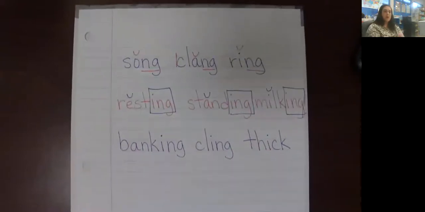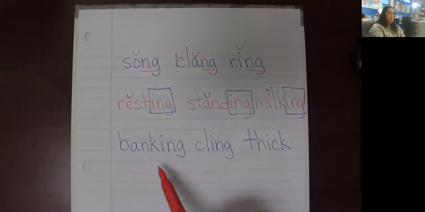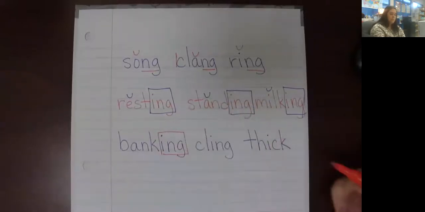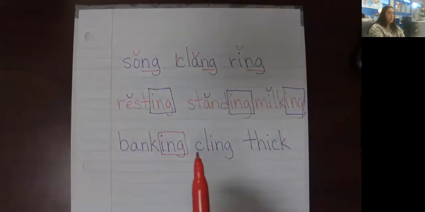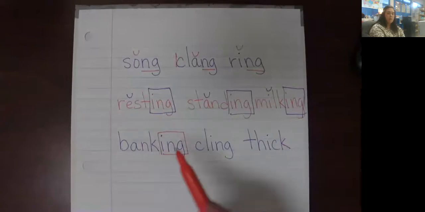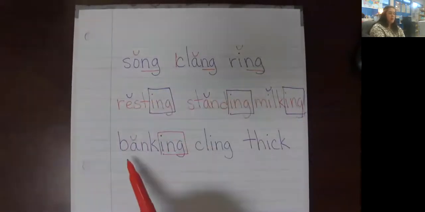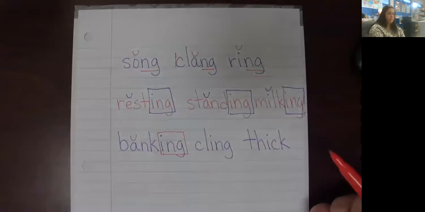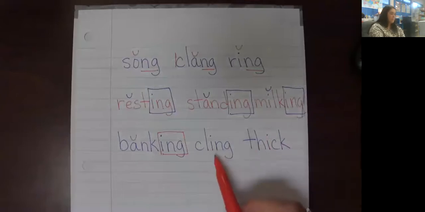All right, so let's practice coding these words. Make sure you're doing this in your blue word study journal. All right, so we look first, I see a suffix ing, box it in, okay? Then I look for my vowel. I have vowel A, it's followed by a consonant, so it gets a breve. Banking, banking.